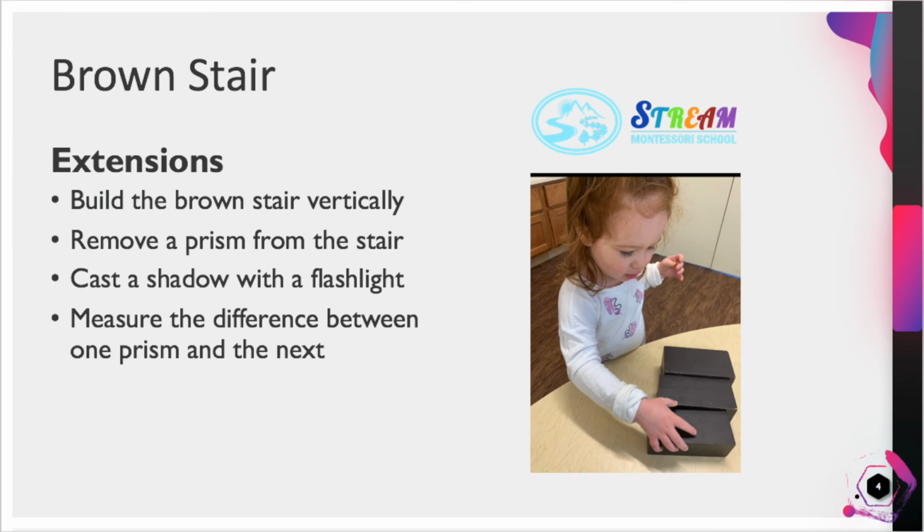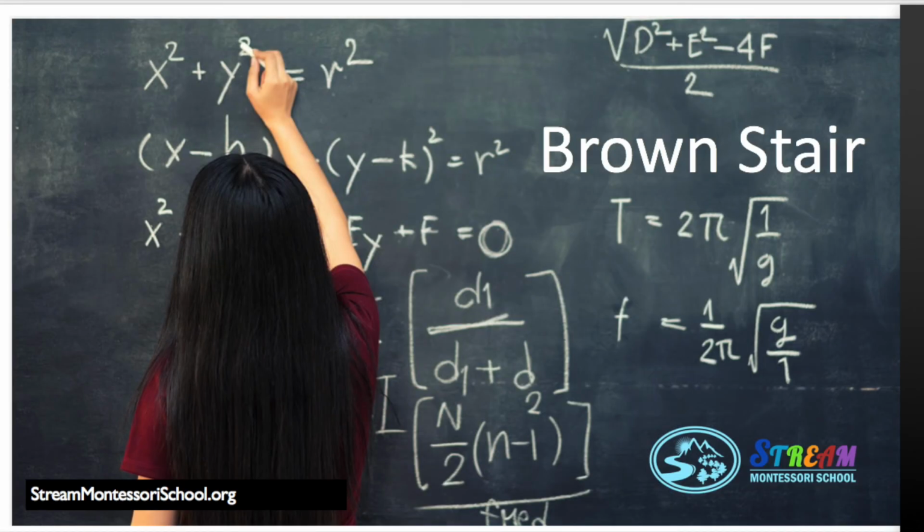This concept can be sensorially explored in the 3 to 6 program with the material called the box with prisms from brown stairs. Extensions include building the brown stair vertically, removing a prism from the stair, casting a shadow with a flashlight, and measuring the difference between one prism and the next. This concludes the activity Brown Stair.